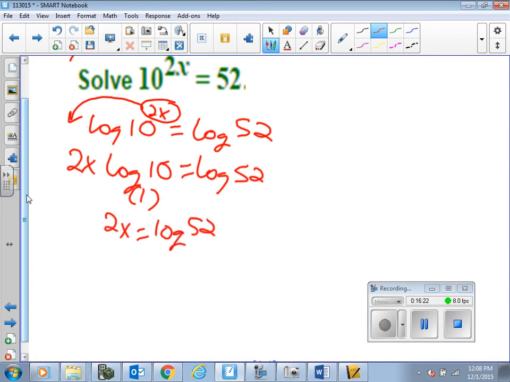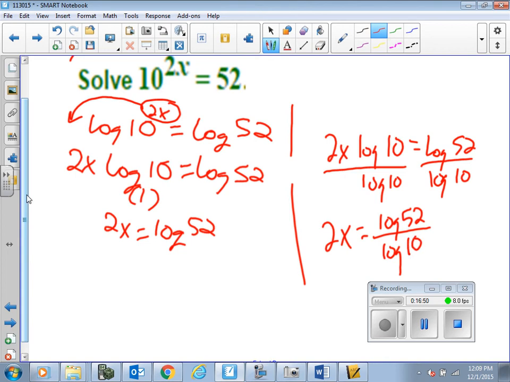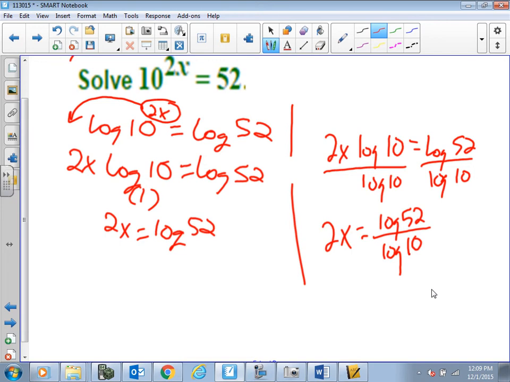Now, if you did not see that log base 10 of 10 is 1, you would do this. You'd have 2x times the log base 10 of 10 equals log base 10 of 52. You could divide everything by the log base 10 of 10. So you'd have 2x is equal to log base 10 of 52 divided by the log base 10 of 10. Now, what's the other thing you'd have to do? Cross multiply.